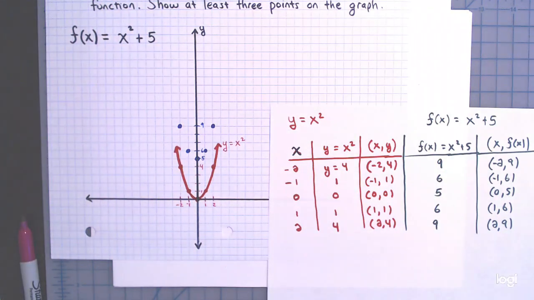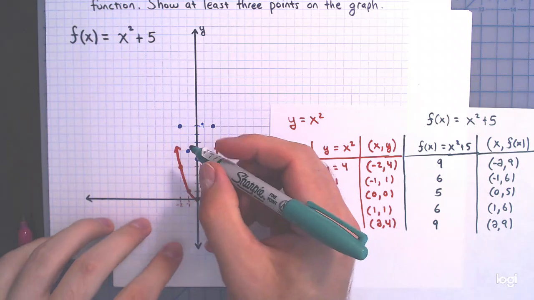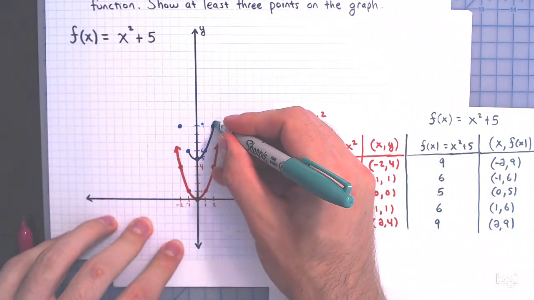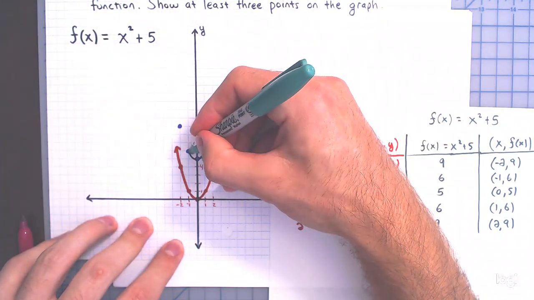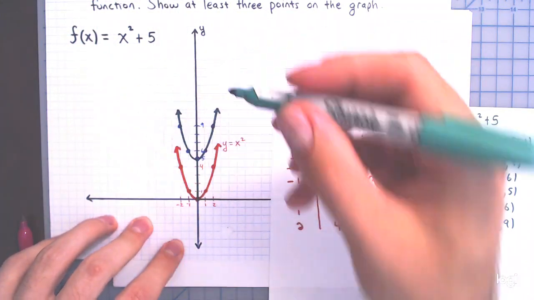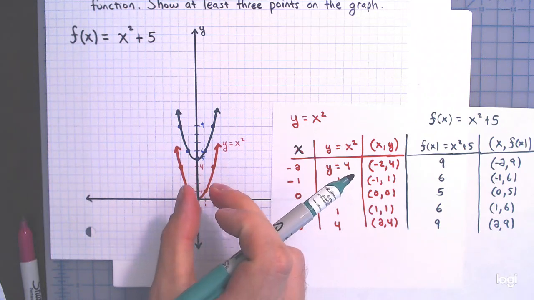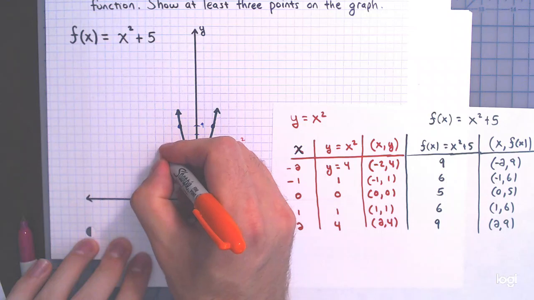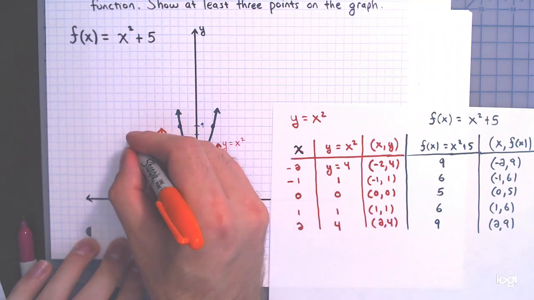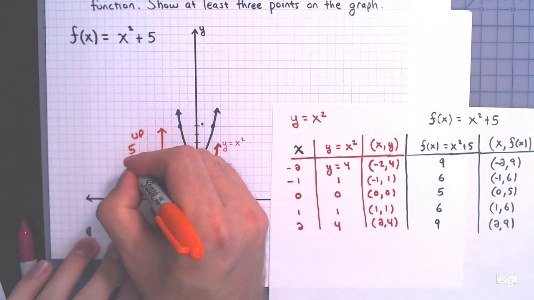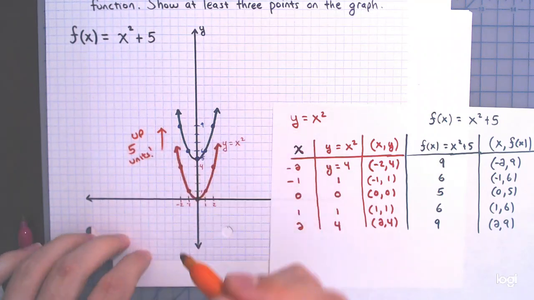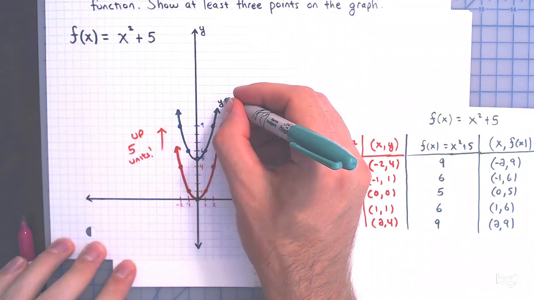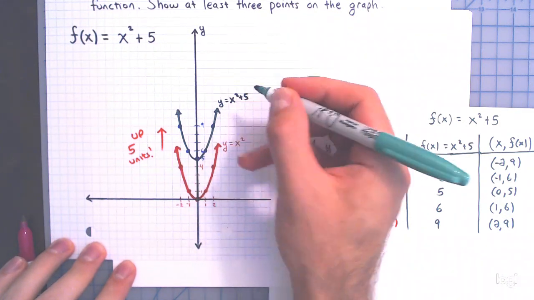Okay, so I marked off all those locations. I'll make the graph. And you'll see it's the same shape. The shape does not change. It's the exact same parabola, just shifted up 5 units. And I'll make that little mark here. This was up 5 units. We had a transformation go on. And this is y equals x squared plus 5.